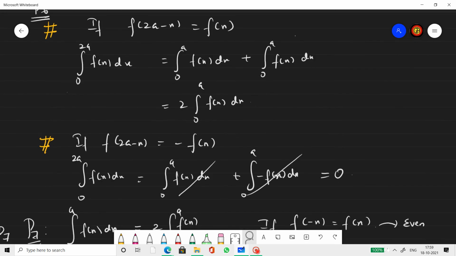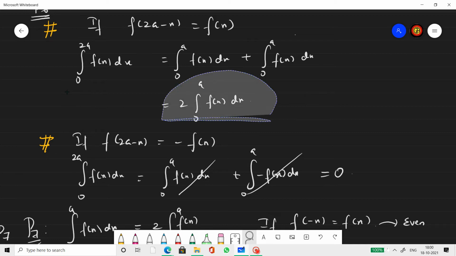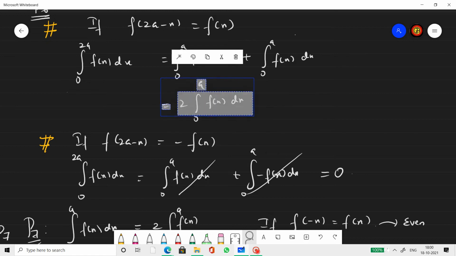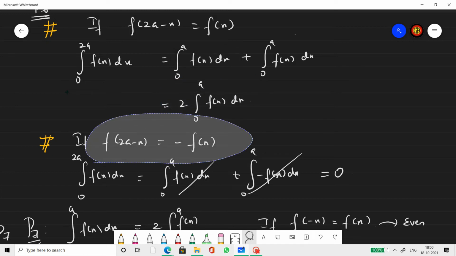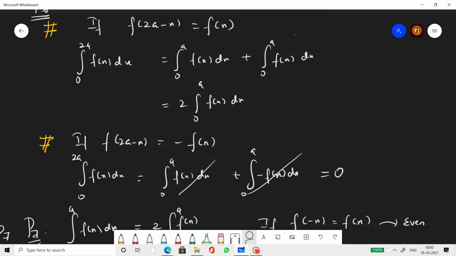If f of 2a minus x is equal to minus of f of x, then the second part will become negative, and eventually it becomes 0 because these two will get cancelled. Hence, the answer will be 0. So, if f of 2a minus x is equal to f of x, then it will be 2 times integration from 0 to a of f of x. If f of 2a minus x is equal to minus of f of x, then it is 0. So this is property 5 and property 6.